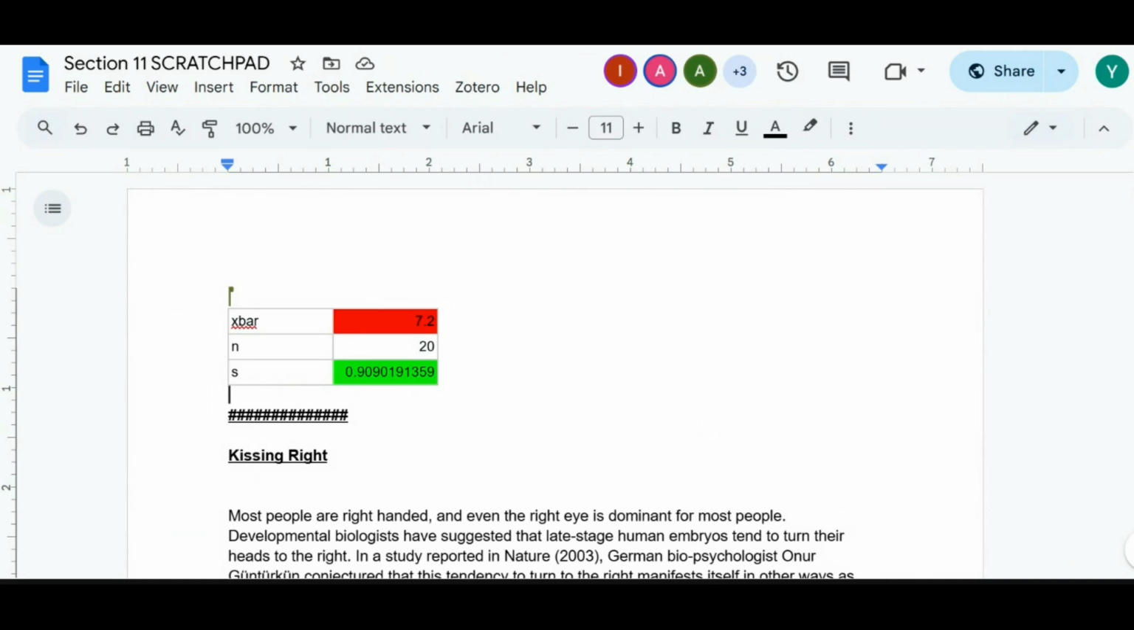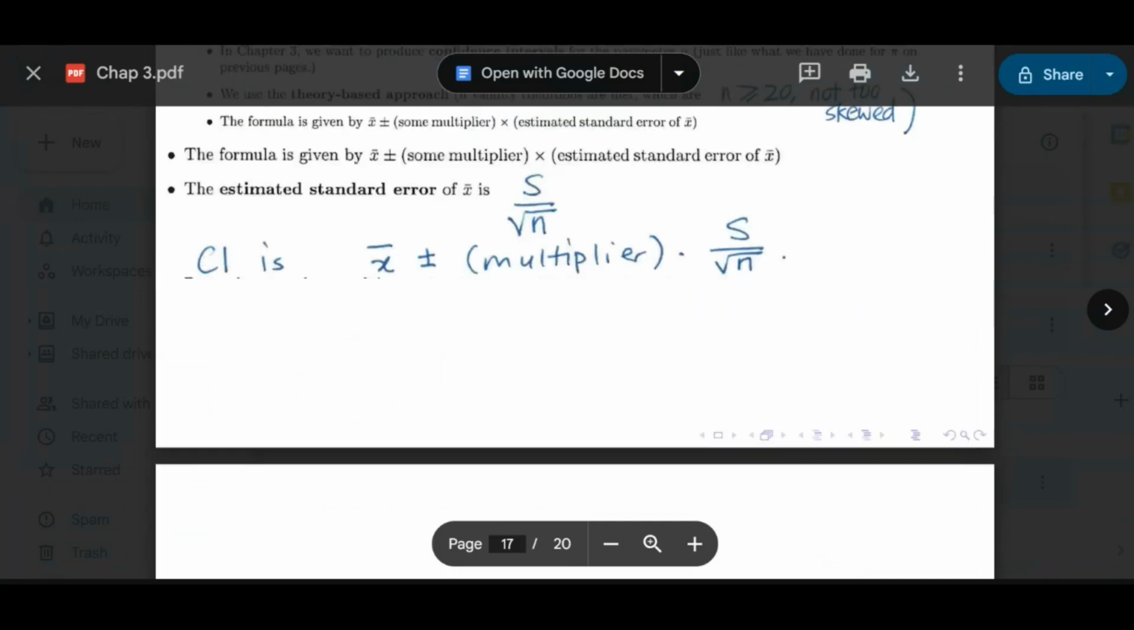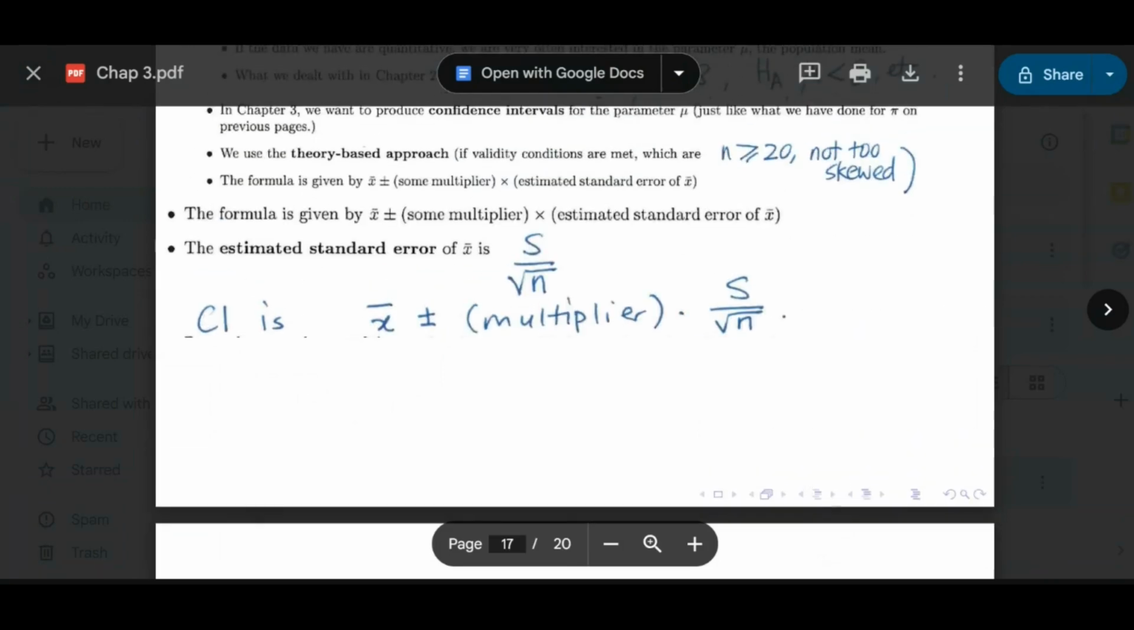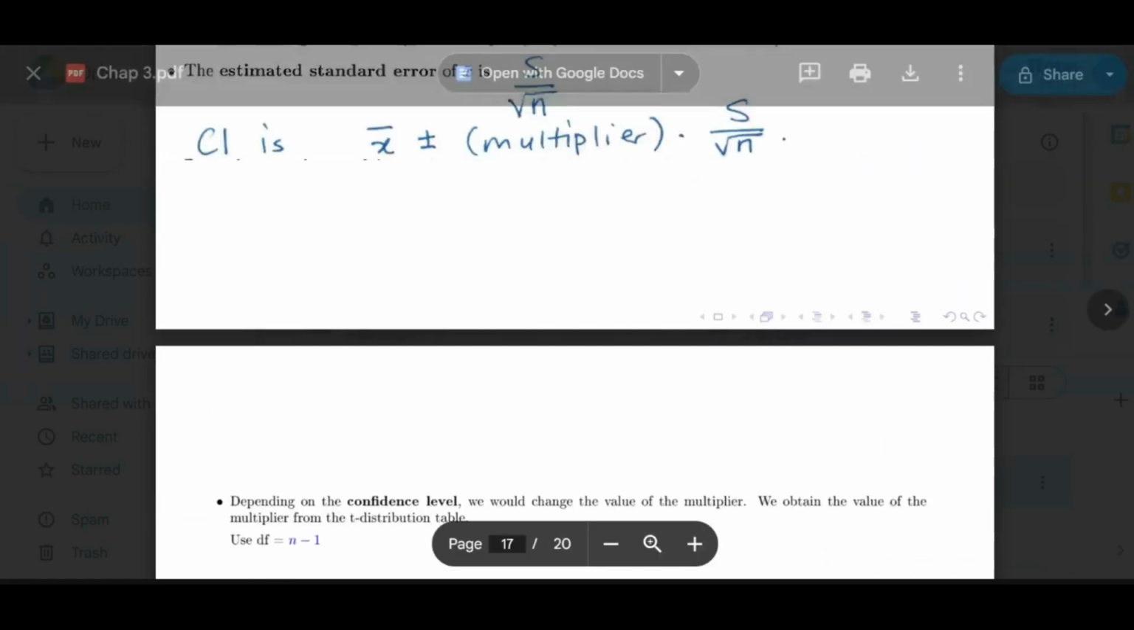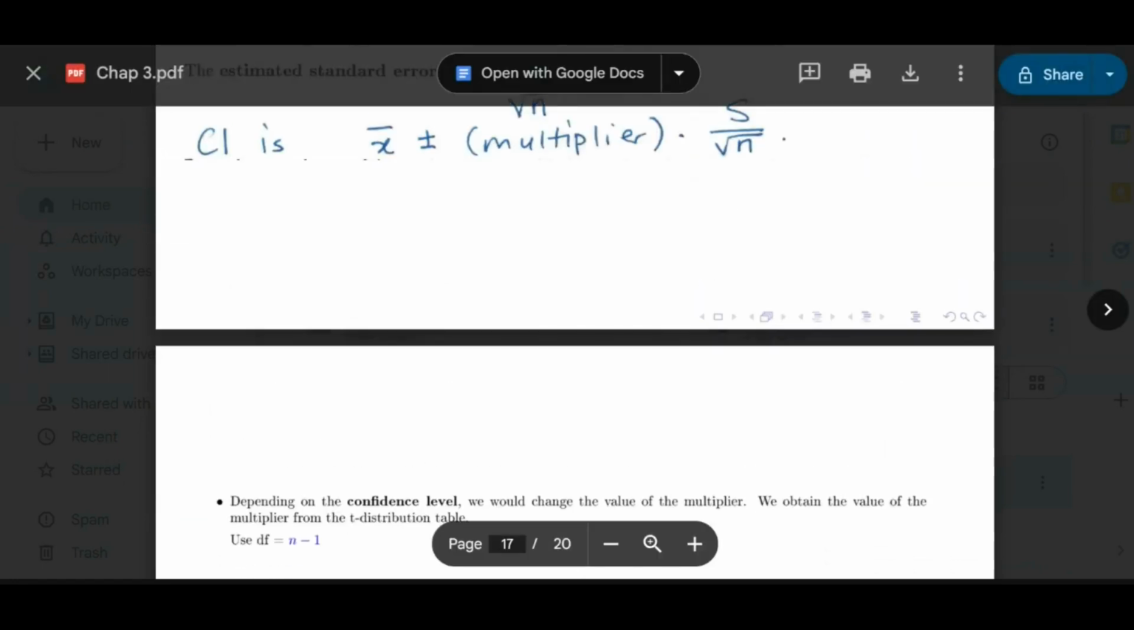I'm going to teach you how to use this formula. If you go back to my slides, I gave you this formula, x plus minus multiplier, right? We're going to use that right now. So here's the formula. I'm going to reproduce it here.